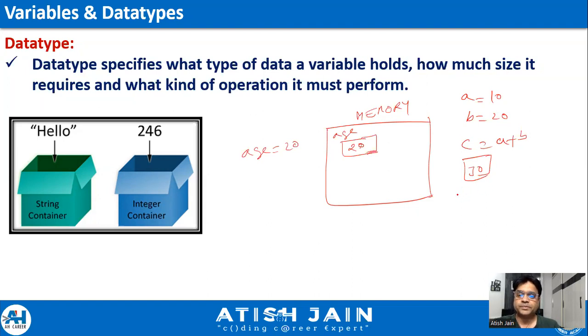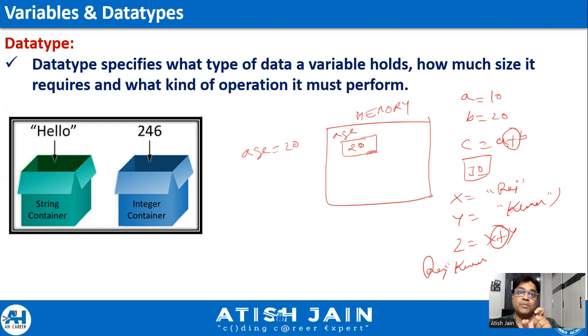Now, if I say X equals Raj, Y equals Kumar, and if I say Z equals X plus Y, then what are you expecting in Z? Raj Kumar, you are expecting. It means the plus operator is behaving differently. Here the plus operator is performing the arithmetic operation addition on the data of these two variables. Here the plus operator is performing the concatenation operation.